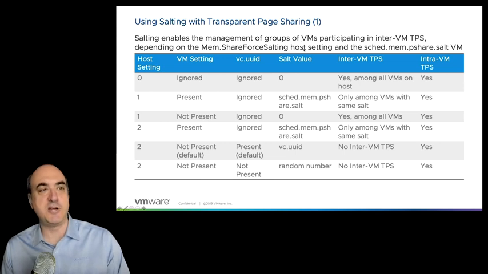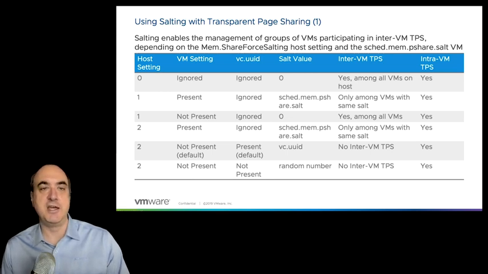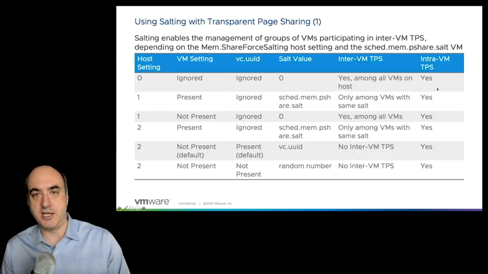So there's actually a host setting that you can apply. It's called Mem.ShareForceSalting, and that's what this host setting is. It can be set to 0, 1, or 2. Basically, setting it to 0 says we're going to go back to doing page sharing across the board. We don't care what the VM setting is. It basically makes the salt value of every VM equal to 0. And if the salt value is the same across all the VMs, they can share with each other. And of course, a VM can always share internally. Notice none of the settings here have any impact on the individual VMs internally, but it's from VM to VM where these changes can take effect.